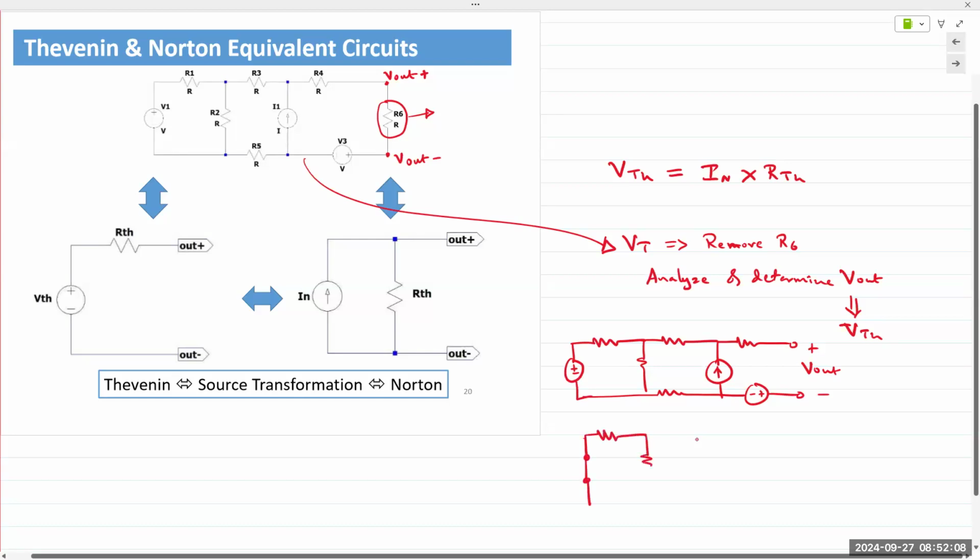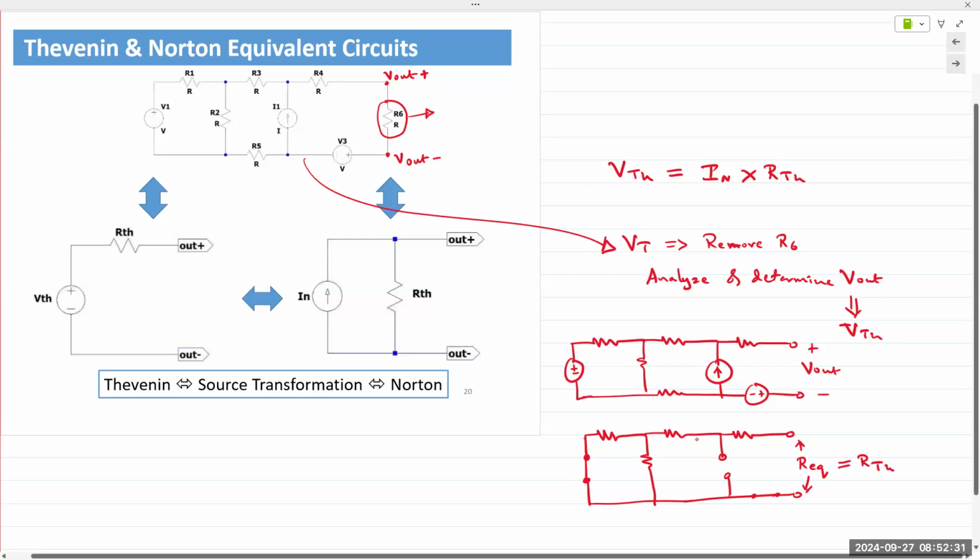What do we do with the current sources? We replace them with an open circuit. Absolutely. So you all remember your stuff, which is very good. And then you simply measure the REQ between those same terminals, and that gives you your RTH.